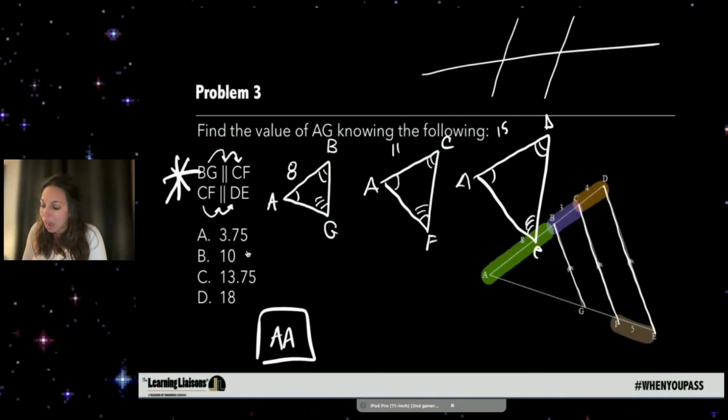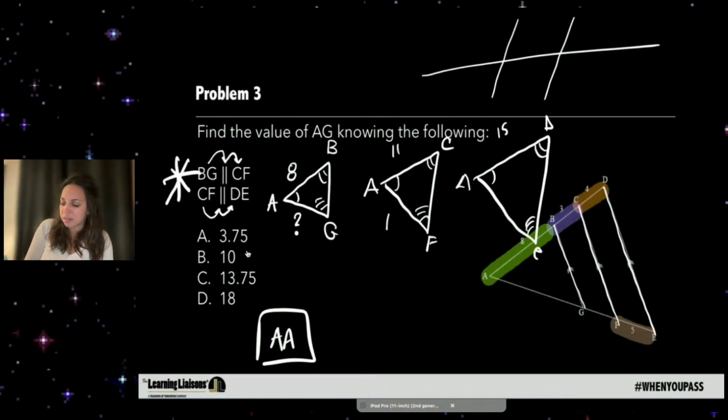So now I'm trying to figure out AG. However, I only have my side lengths and I only have this. So what I'm going to do is I'm going to say that AF is X. This whole thing is X. Then that means that this is X plus 5. Are you following?